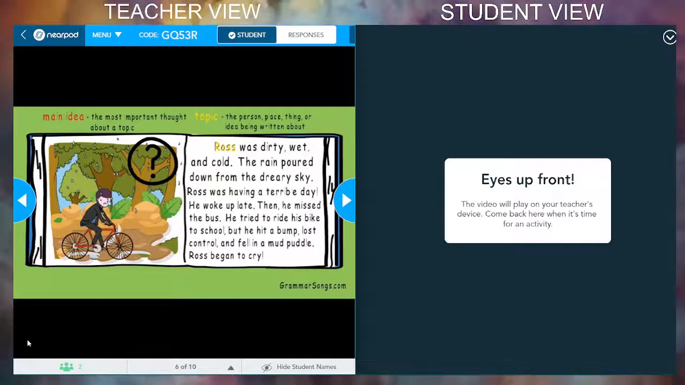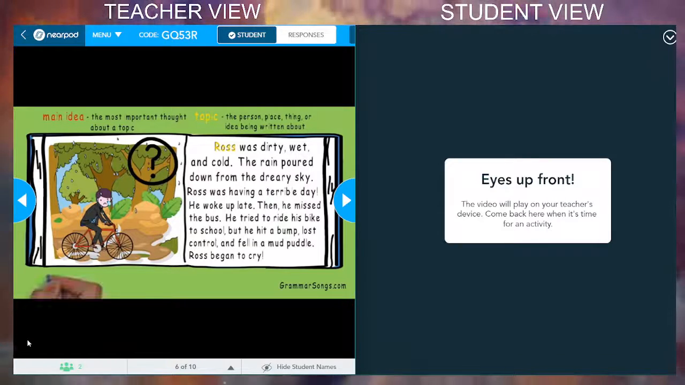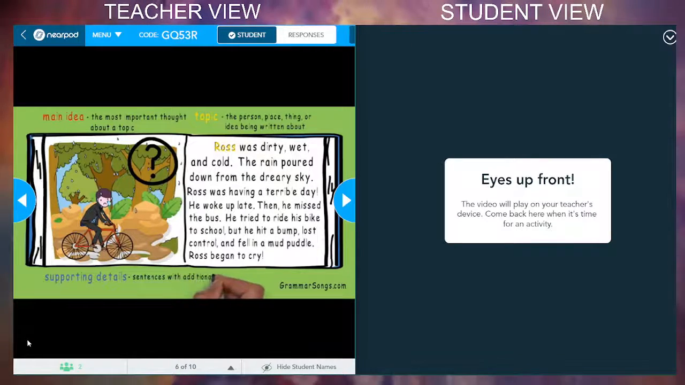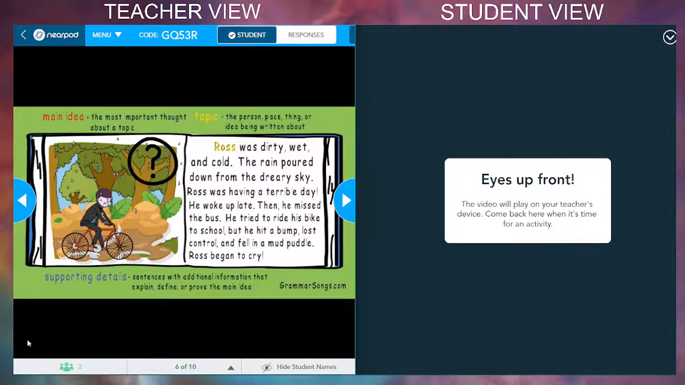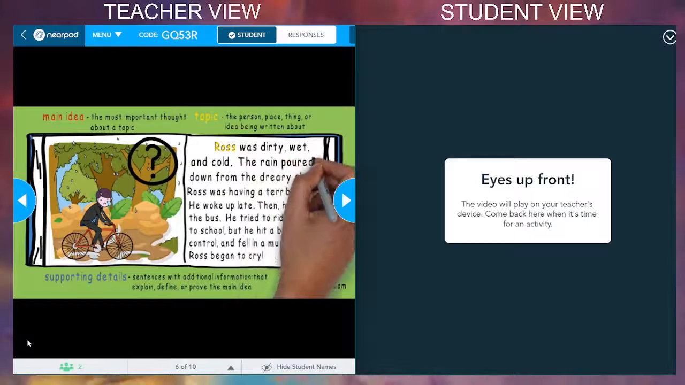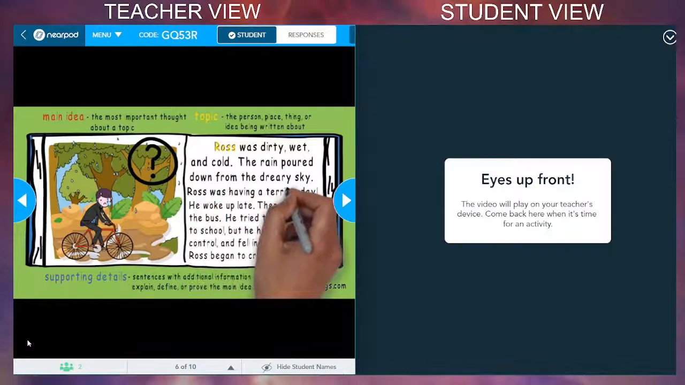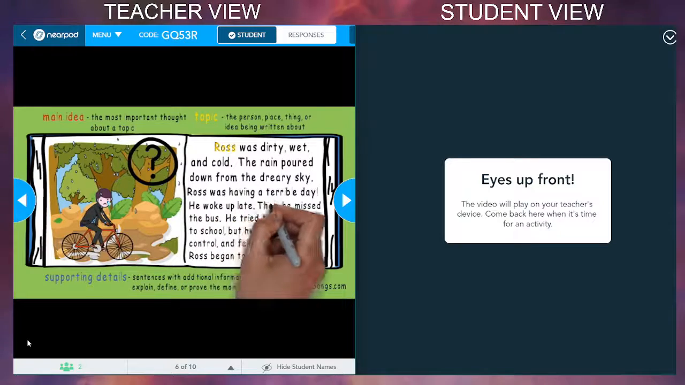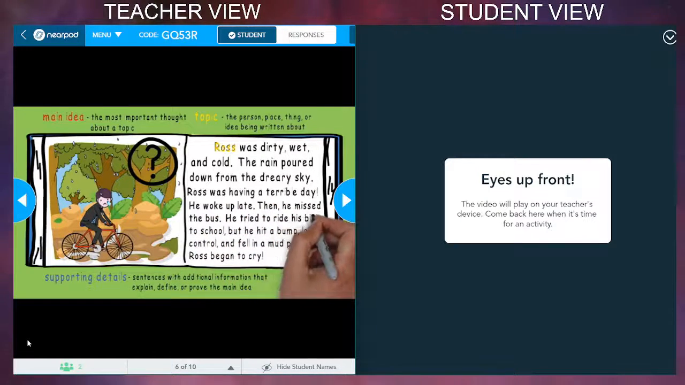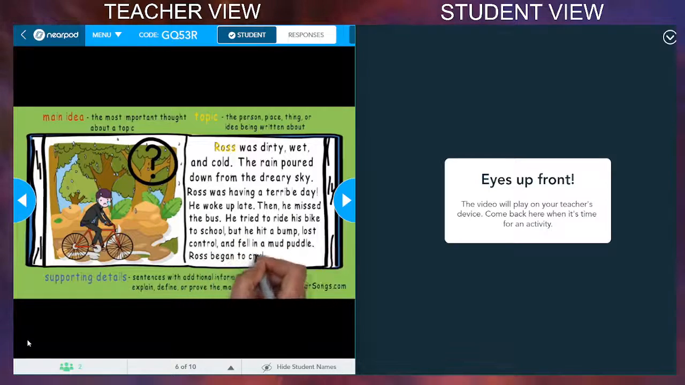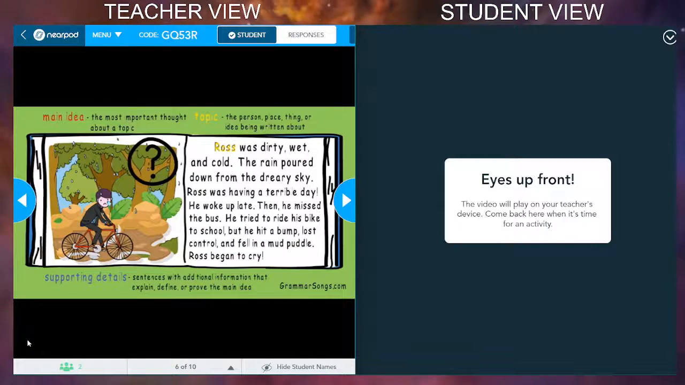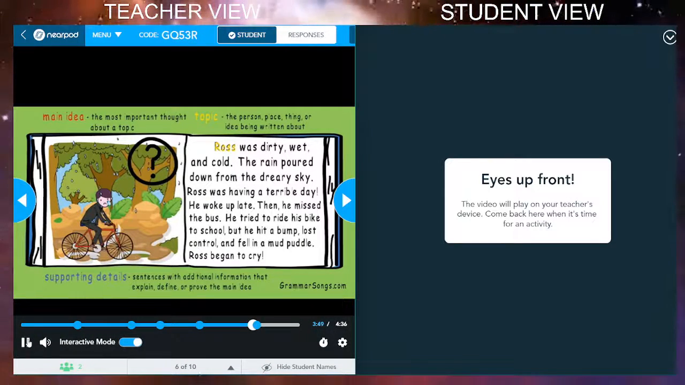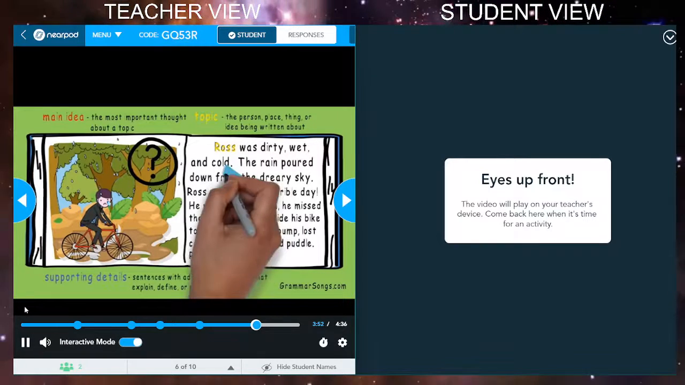When we read, we need to notice the supporting details. Remember, supporting details are sentences with additional information that explain, define, or prove the main idea. We need to find the details the author gives us about Ross. Ross was dirty, wet, and cold. The rain poured down from the dreary sky. Ross was having a terrible day. He woke up late, then he missed the bus. He tried to ride his bike to school, but he hit a bump, lost control, and fell in a mud puddle. Ross began to cry. While we were reading, I noticed some additional information about Ross.